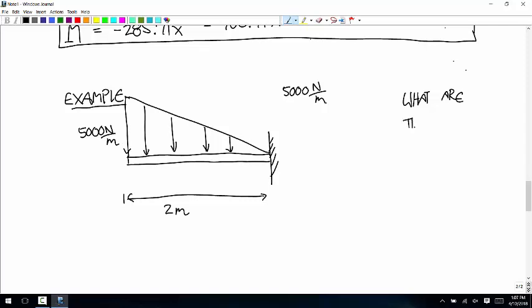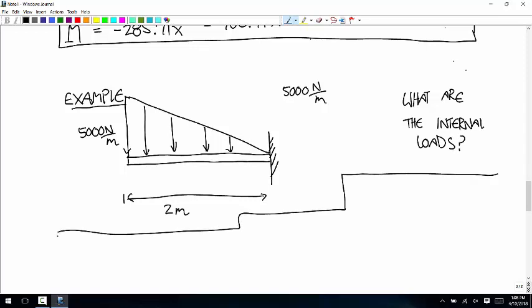What are the internal loads? Okay, so we're going to see that. We always do these problems working from the left to the right. And we're going to see that it's surprisingly complicated to do a problem like this where the triangular distributed load is facing the other way.